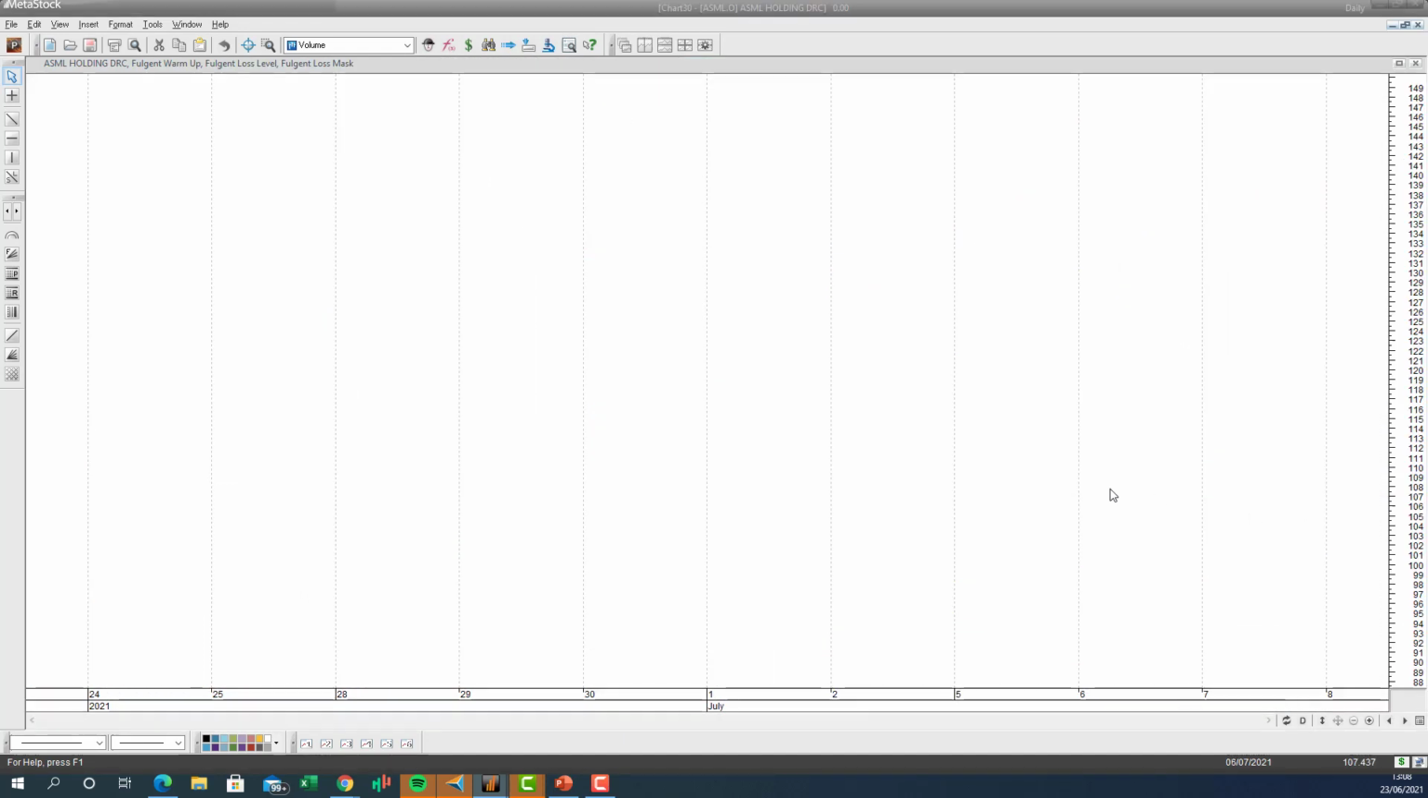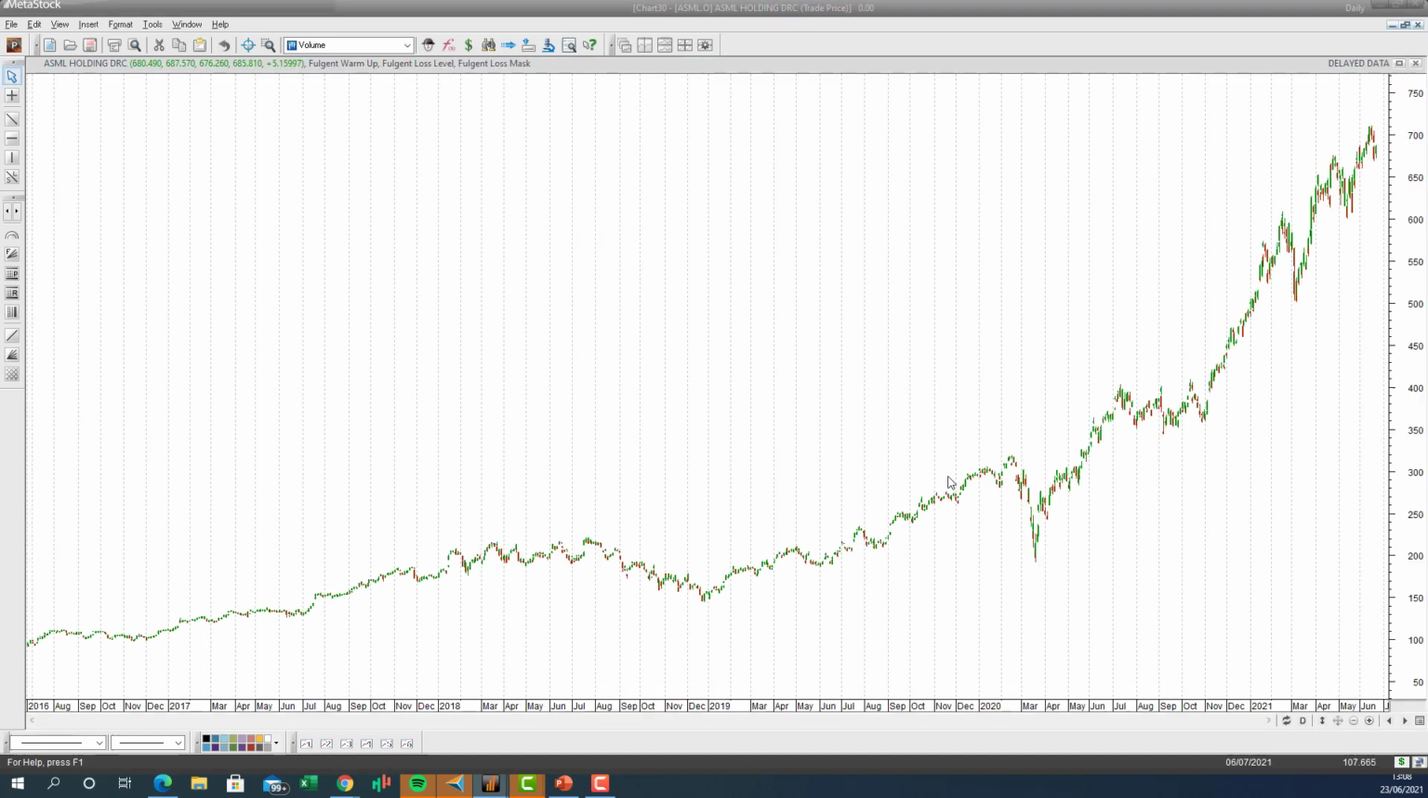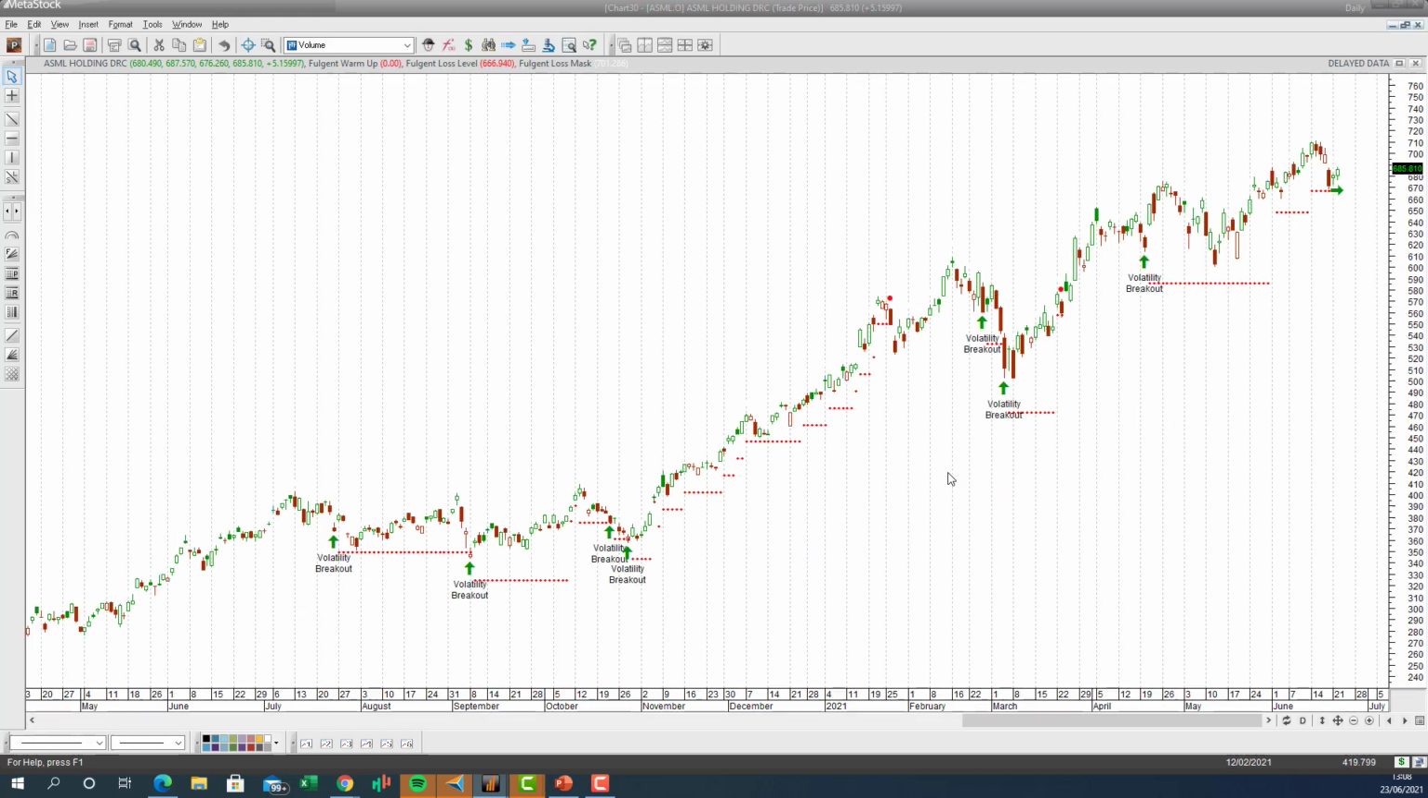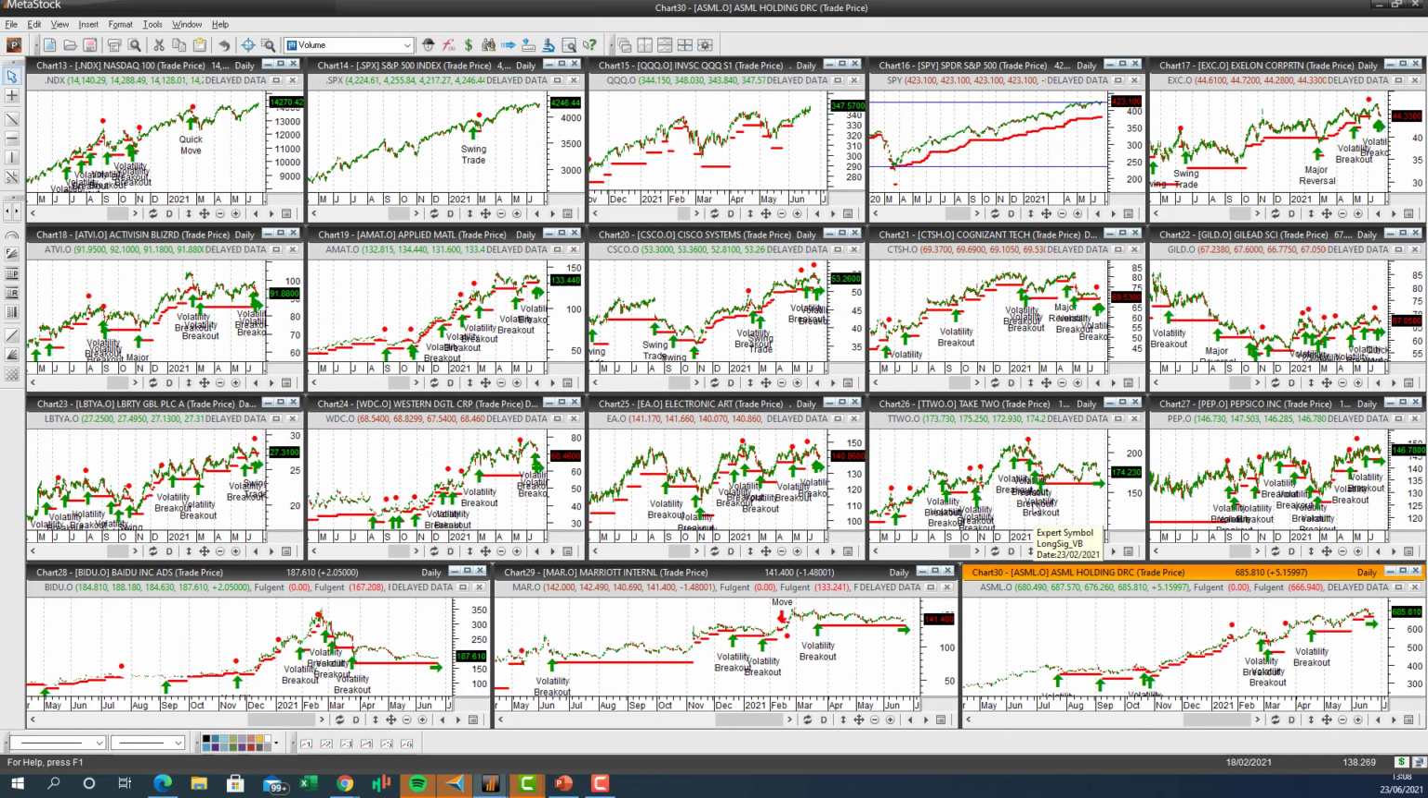ASML Holdings, 44 days into a trade, 65% accuracy in the testing period. Oh, fantastic. Look at these volatility breakouts. Note how the AI adjusts the stop loss as we go along and then gets you out there. Another volatility breakout, huge move. And this last one's still going strong. So fantastic move in terms of all these stocks, looking at the artificial intelligence generated signals.